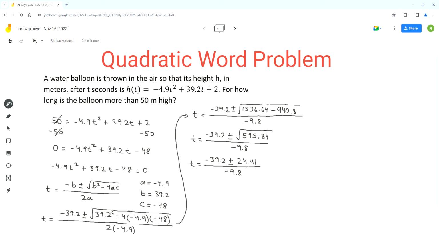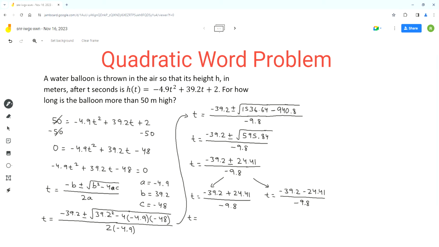We get two cases. So one positive case, which is t equals negative 39.2 plus 24.41 over negative 9.8. And now we can also write out the negative case. So the negative case is negative 39.2 minus 24.41 over negative 9.8. Now we can evaluate each expression.